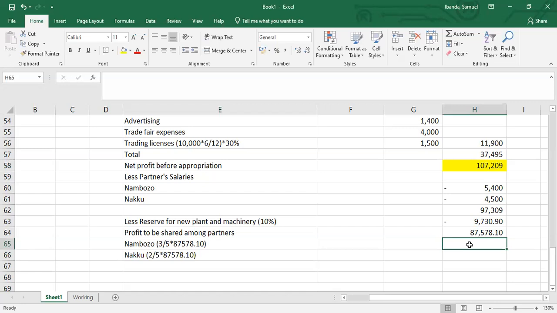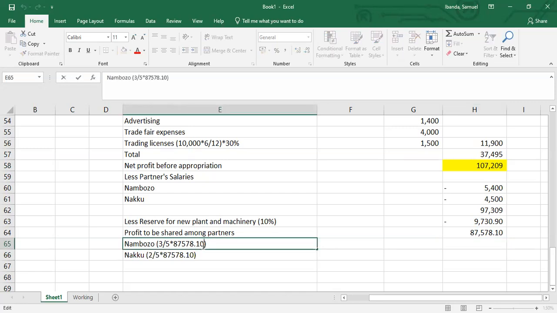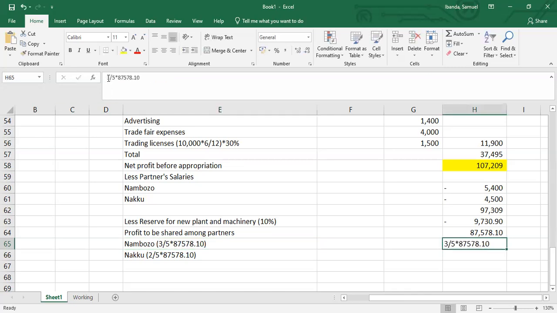87,578.10. So basically, if I want now to get the value, I'll just copy this, bring it here, get it to that, then come here, just change this to here, and get it to this value. Okay, which is 35,031. That is basically what I have.